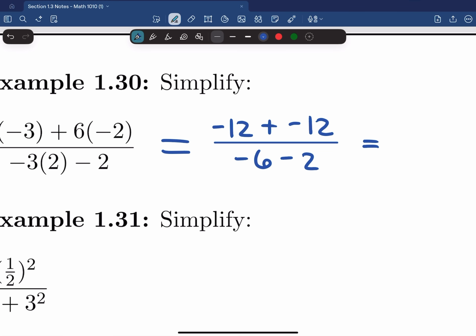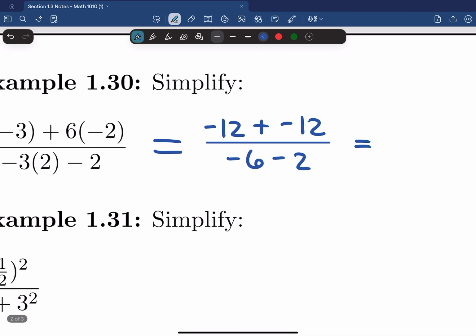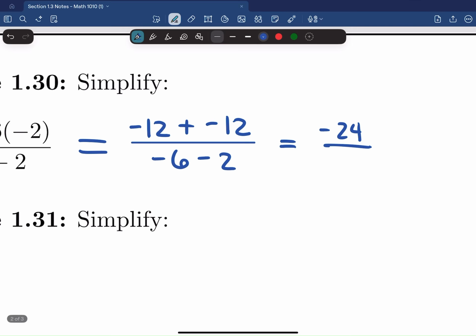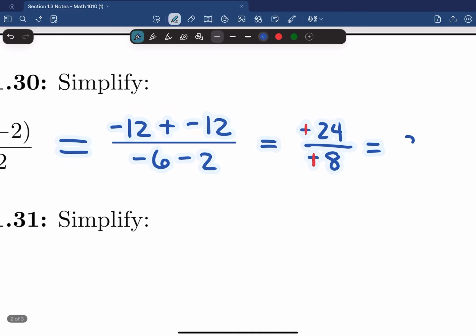Let's take it further. Negative 12 plus negative 12 is negative 24. And negative 6 minus 2 is negative 8. One important thing to note is when you take a negative times a negative, it's a positive. Same thing with dividing. A negative divided by a negative is a positive. So these negatives will cancel each other. And 24 divided by 8 is 3.